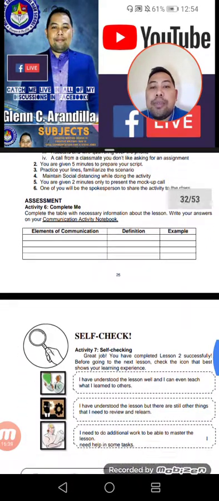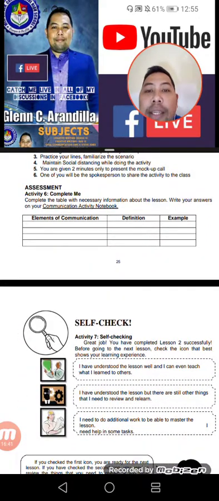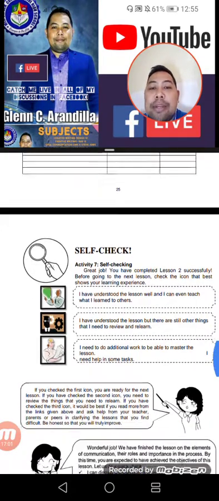Okay, now let's proceed. Assessment activity 6, complete me. Complete the table with necessary information about the lesson. Write your answers: elements of communication, definition, example. Write how many elements we have. Remember, there are 9, with their definitions and then examples.